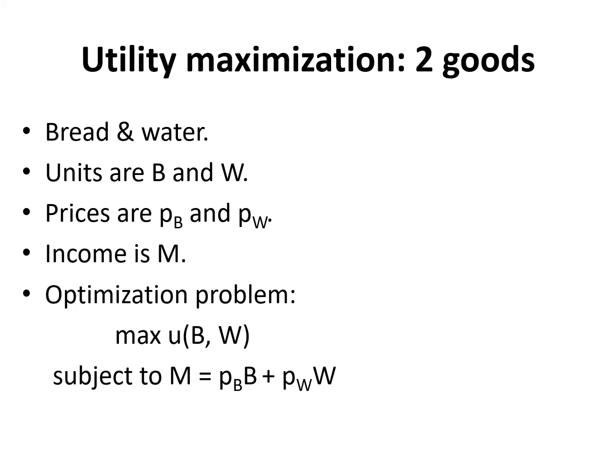Income is M. So the optimization problem is maximize your consumption, or maximize your utility, I should say, over your consumption of B and W. And of course, you can't spend more than you have. Borrowing is not part of this simple model. So we are subject to the budget constraint where M is equal to all of our spending.